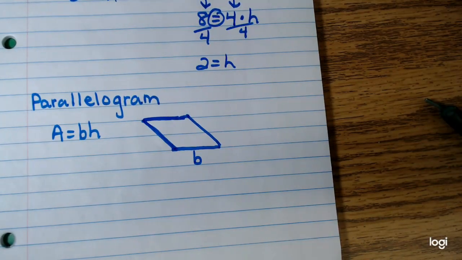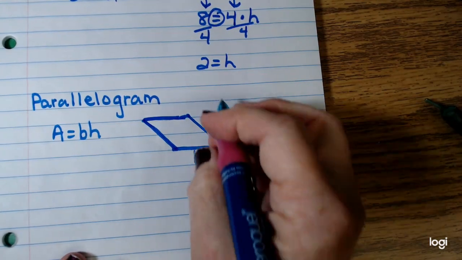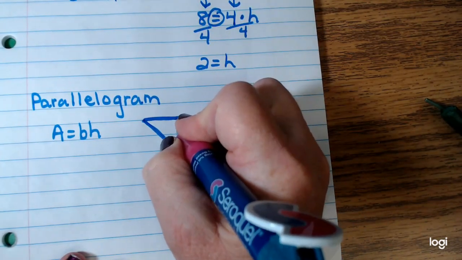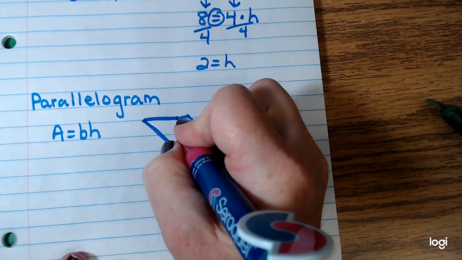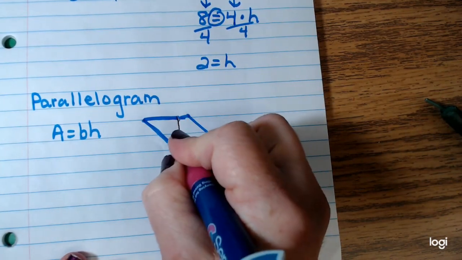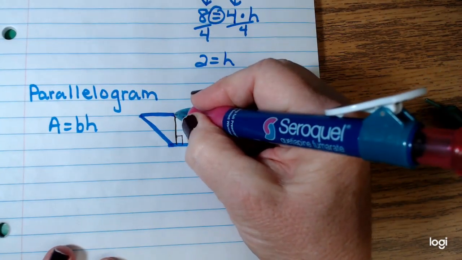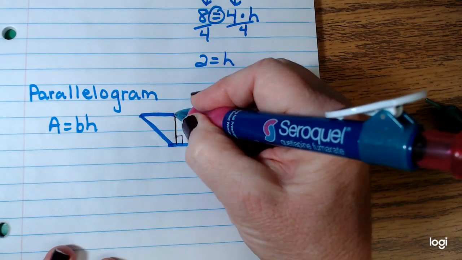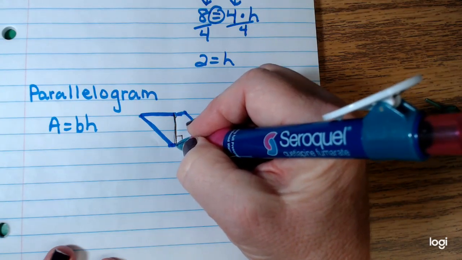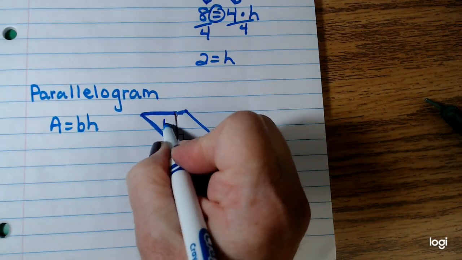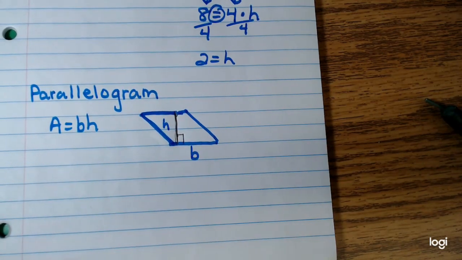Well, the only way I can find a height is I'm going to have to make a line from here down to here so I can make a right angle. That means I need the measurement from the one parallel line to the other parallel line. That would be called my height. So make sure you put this in your notes.